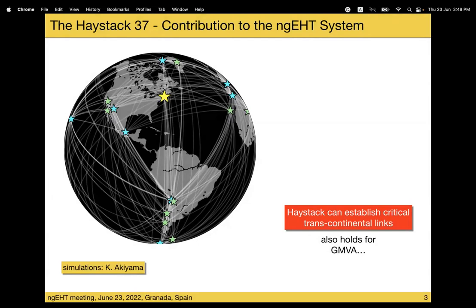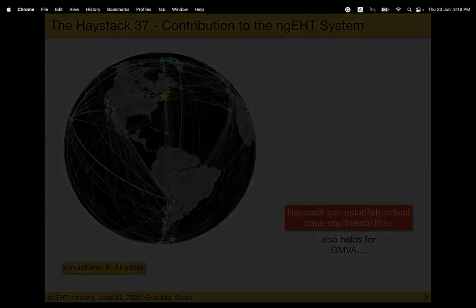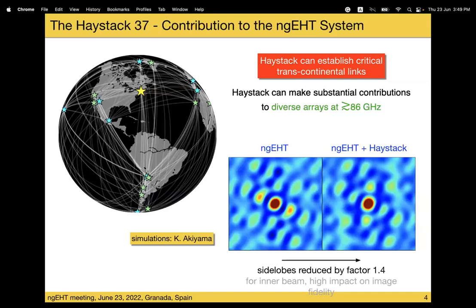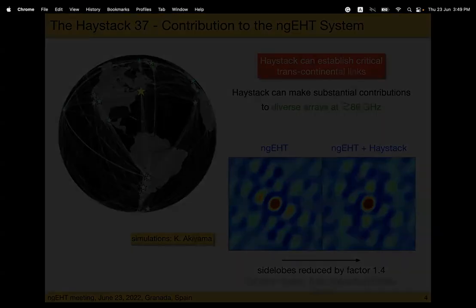critical transcontinental links. This also holds for GMVA. This is a simulation made by our colleague Kazu, which shows that if you add Haystack to the ngEHT, you can improve the image fidelity by a factor of 1.4. And as I said, this can be a good addition to any array operating at millimeter waves greater than 86 gigahertz.